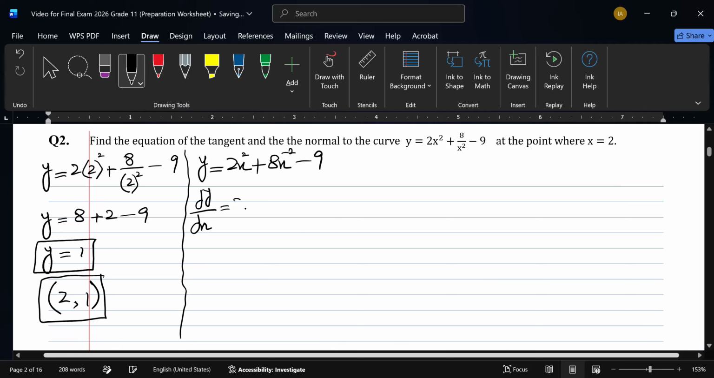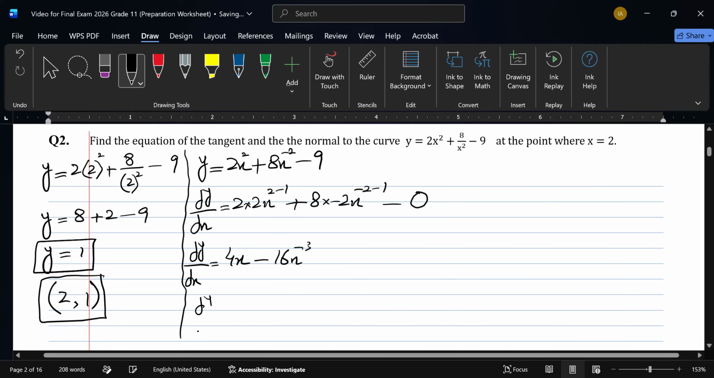2 multiplied by 2x to the power 2 minus 1. 8 times minus 2, minus 2 minus 1, and 9. There is no x, it's a constant. Therefore, the derivative must be 0. First we simplify as much as possible. It's going to be 4x to the power 1 minus 16x to the power minus 3. So your dy upon dx is going to be 4x minus 16 over x cubed.